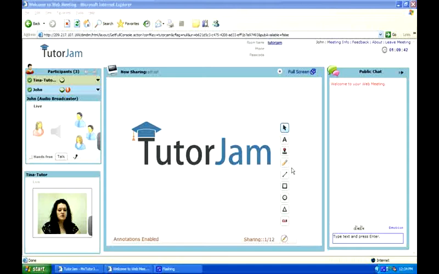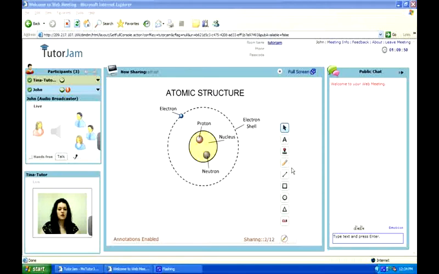Perfect. I think I have some notes here. Let me just bring them up. Okay. Here we go. This is the diagram for the atomic structure of an atom. Have you seen this diagram before? No, I think my teacher just talked about the parts. Okay, so we'll start with the basics and we'll work our way up to this diagram.